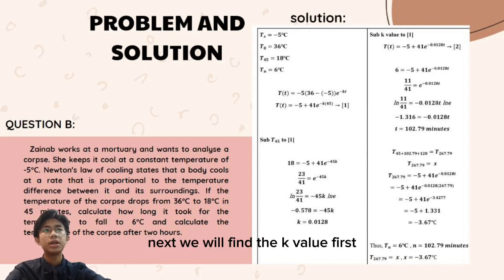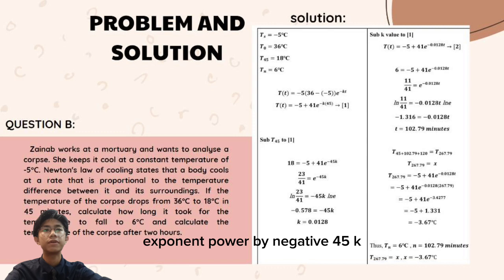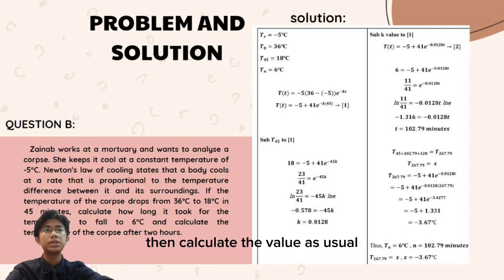Next, we will find the k value first. Substitute T45 into equation 1: 18 equals -5 plus 41 exponent -45k. Rearrange the equation and we will get ln 23 over 41 equals -45k ln exponent. Then calculate the value as usual and k is equal to 0.0128.